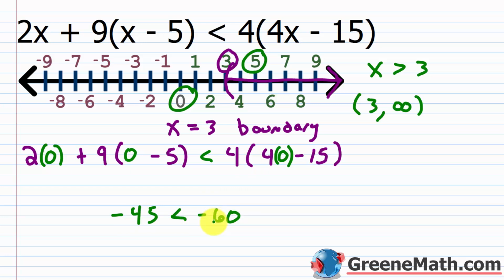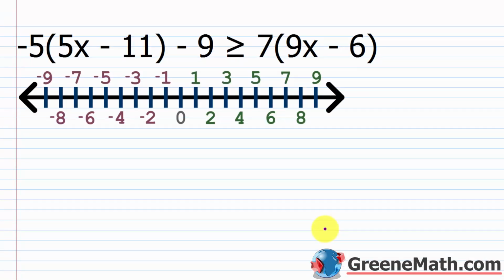No, it isn't. Right? Negative 45 is a smaller negative and therefore a larger number. So this is false. Okay? And that's good because we picked a number in the non-solution region. It should not work. So we verified that our solution here, which is x is greater than 3, is correct. All right, let's take a look at another one.